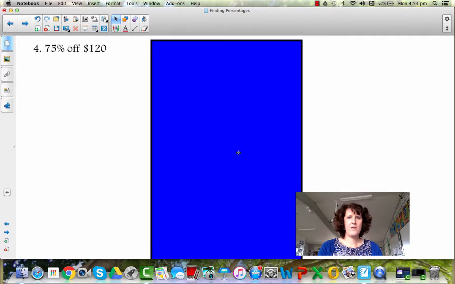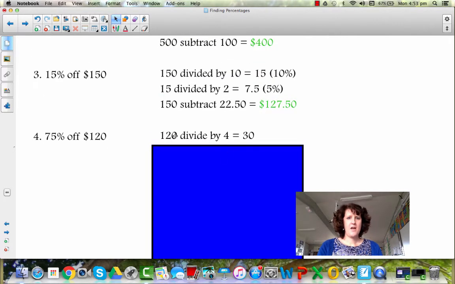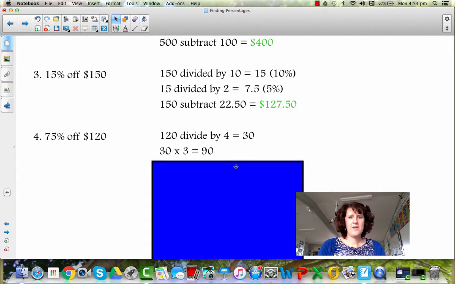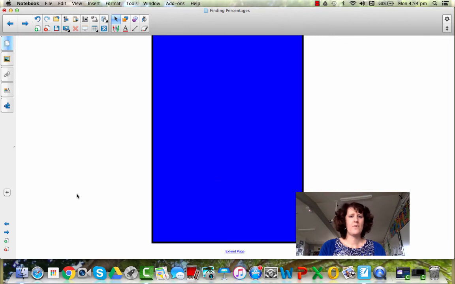Here we go, one more. 75%. First of all, I find 25% dividing by 4, which is $30, and then I multiply that by 3 to find 75%, which is $90, and then I subtract that from 120, and I get a final cost of $30. 75% is a very big discount, so the final price is quite low.